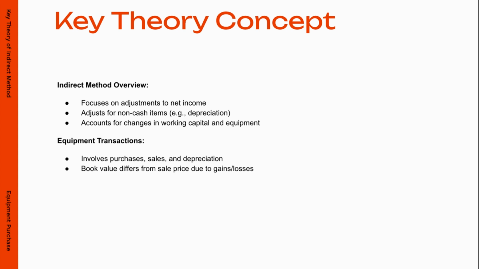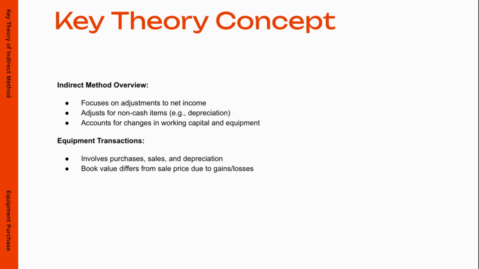The indirect method overview is that it focuses on adjustments to the net income. It adjusts for non-cash items such as depreciation, and accounts for changes in working capital and equipment. So literally this question has a big equipment purchase piece, which we have a gain from of 21,600.